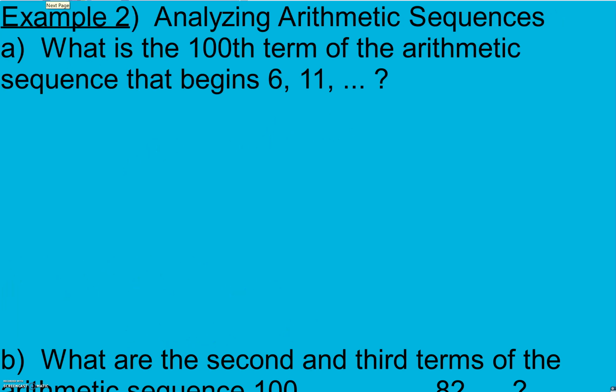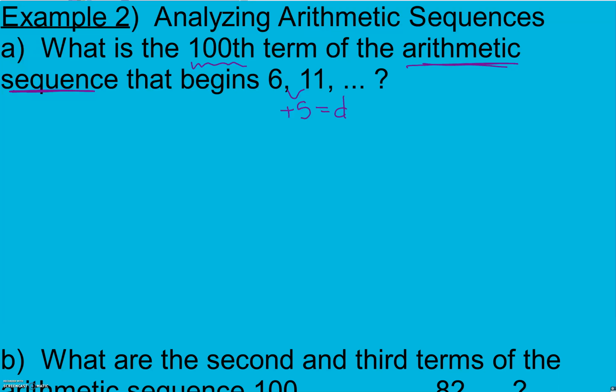We want to find out what the 100th term of the arithmetic sequence is here, if it starts with 6, then to 11, and so on. So it's an arithmetic sequence, which means we know that we're going to add the same number every single time. The number that we're going to add, from 6 to 11, we add 5. So 5 is going to be our common difference. We want to know the 100th term.